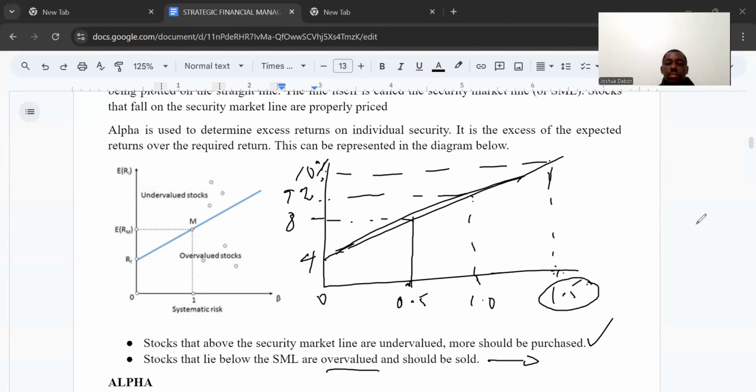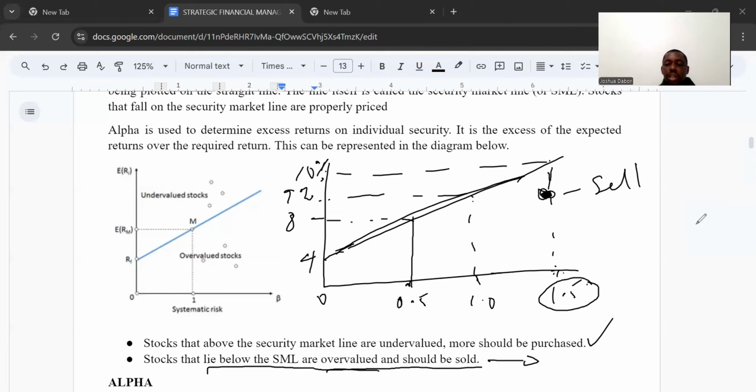But the actual return that came is not 10%. The actual return that came is what? Is now maybe 9%. This particular stock now returns 9%. So this is where the return is. It's below the security market line. That means it has returned less than what I was expecting. So it means that that security is not a good security, that I overvalued the security. Therefore, I should sell it. Okay, so we say stocks that are below the security market line are what? Overvalued and should be sold.